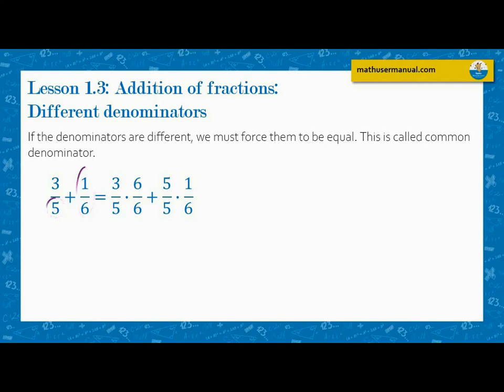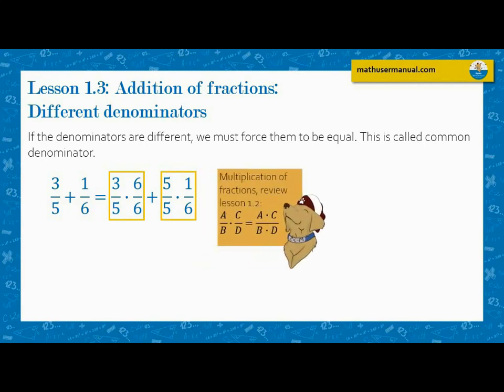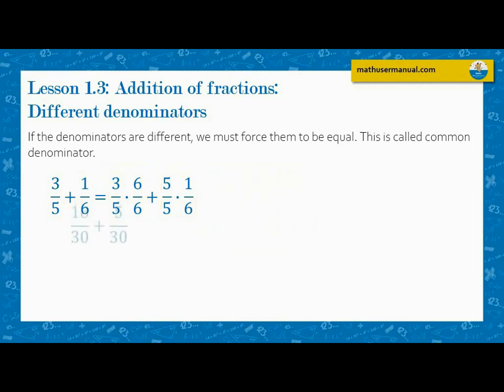And after that, we have a multiplication of fractions. We learned how to do these multiplications horizontally, as we did in lesson 1.2. And after we do the multiplication of fractions, we have 18 over 30 plus 5 over 30. What do we get? Equal denominators. So we forced them to have equal denominators, meaning we can copy just one denominator of 30, and then we add the numerators. After that, 18 plus 5 is 23. So our fraction is 23 over 30.